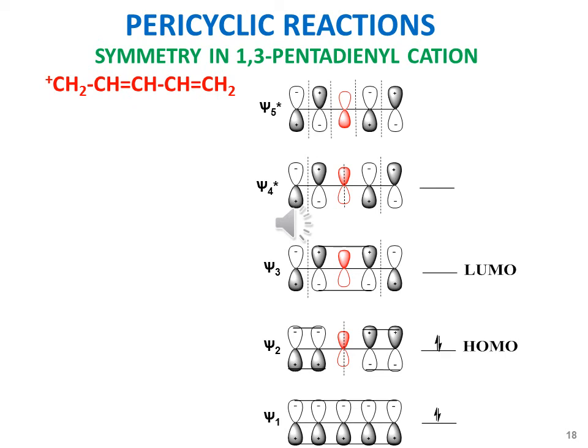Whereas what will be the lowest unoccupied molecular orbital? The unoccupied molecular orbitals of the 1,3-pentadienyl cation are psi3, psi4 star and psi5 star. And the lowest energy among psi3, psi4 star and psi5 star is psi3. So the LUMO of the 1,3-pentadienyl cation will be psi3.